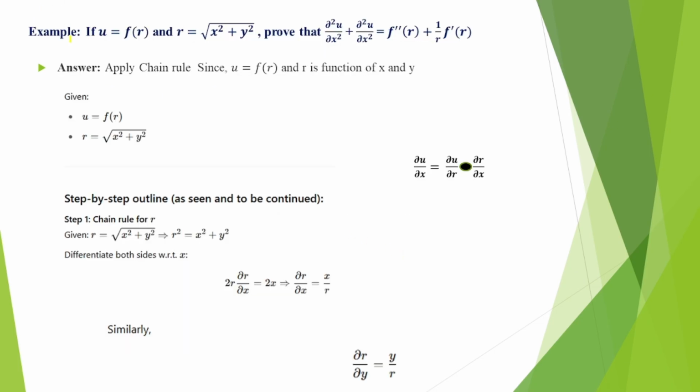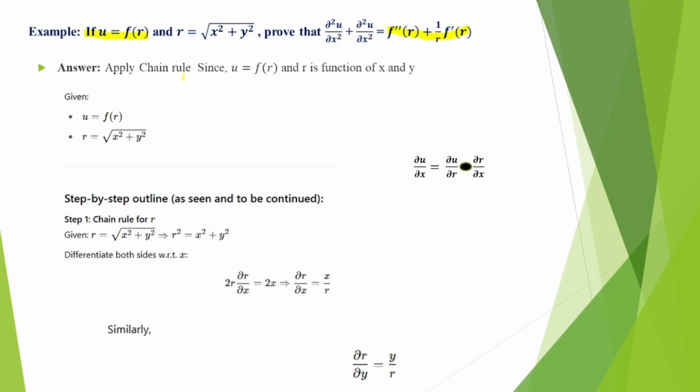Say example: if u equals f of r and r equals under root of x square plus y square, then prove that dabba square u by dabba x square plus dabba square u by dabba y square is equal to f double dash of r plus 1 upon r into f dash of r. So see the answer. Here also u is a function of r and r is a function of two variables x and y. Then u is a composite function of x and y through r.